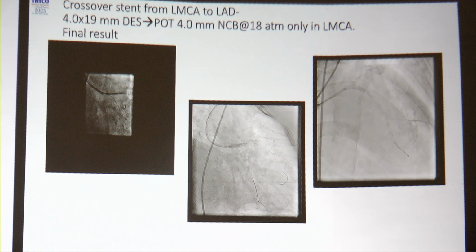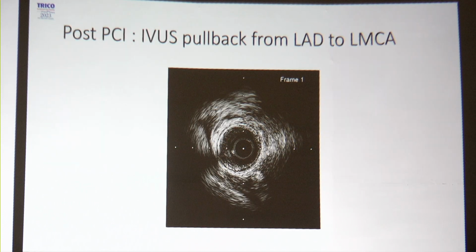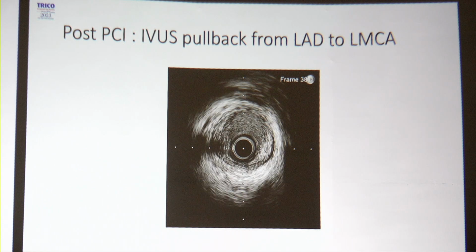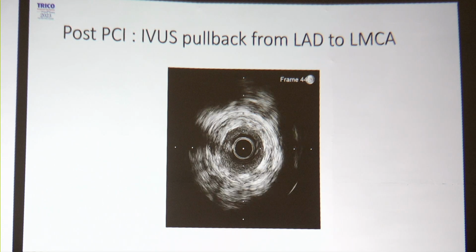One can see that distally, in the distal LAD, the flow is still poor because of thrombus migration despite doing this. Though hemodynamically things could be stabilized and he could be sent home. This is the post PCI IVUS pullback from LAD to LMCA.